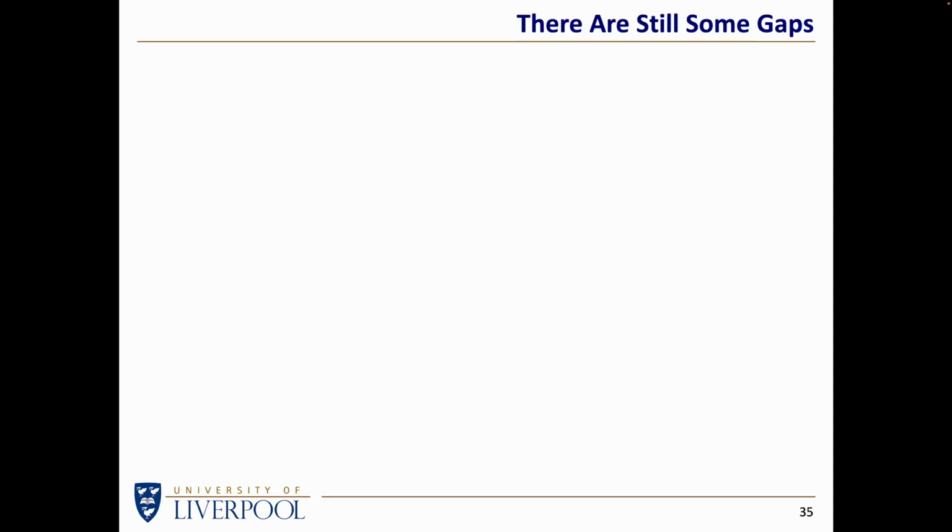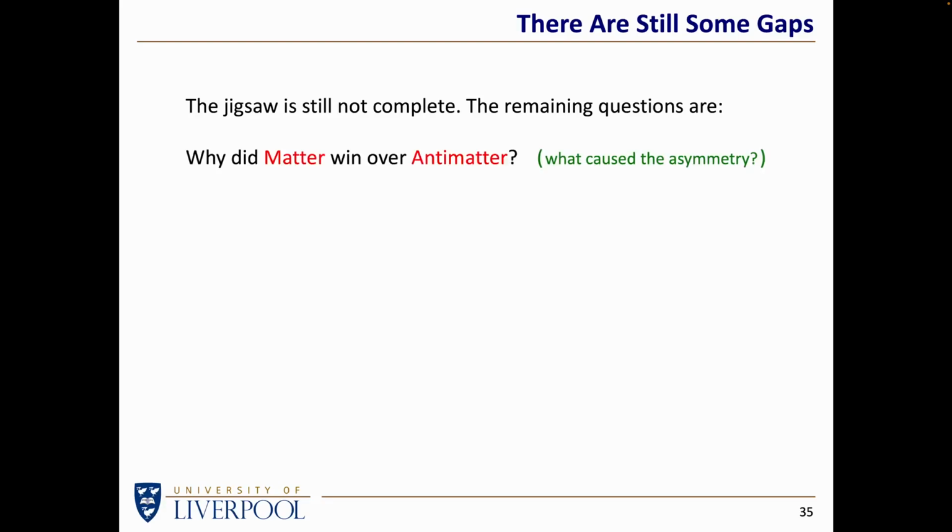I've said if we start with hydrogen, we understand a lot, but unfortunately not everything. Our jigsaw is still not complete. There are some fairly fundamental questions that we still have not answered. Why did matter win over antimatter? As far as we can tell, it must have done, because we are here and essentially everything we see in the observable universe appears to be matter dominated. Only tiny amounts of antimatter are left. What caused the asymmetry in the first place? We can measure that asymmetry by doing particle physics experiments, but we don't understand why.